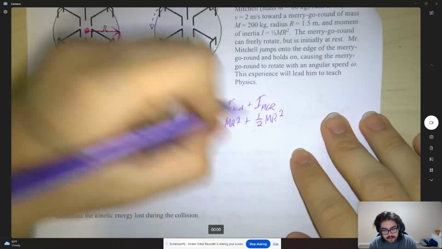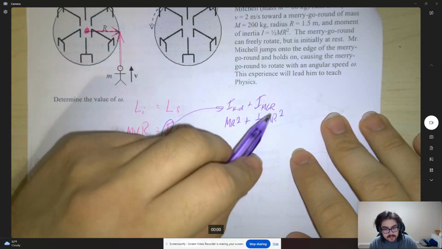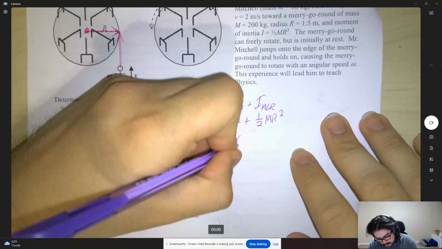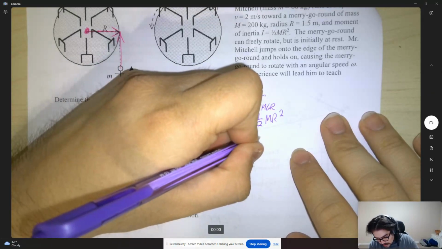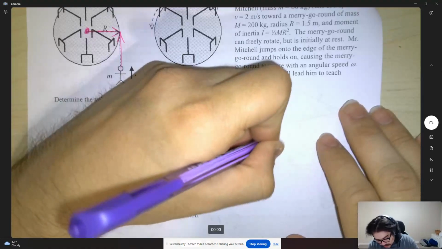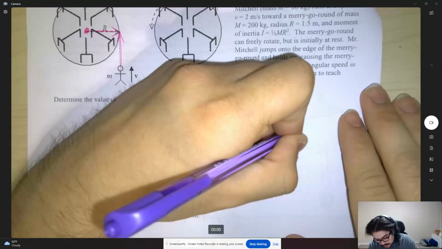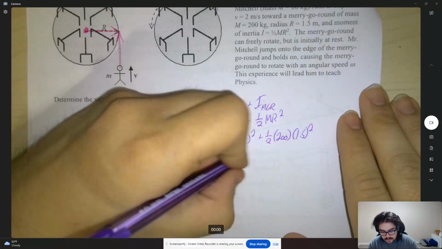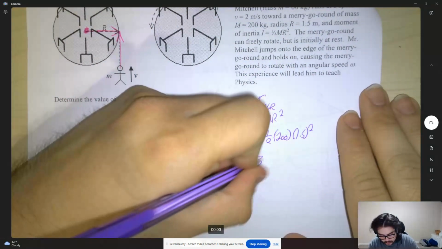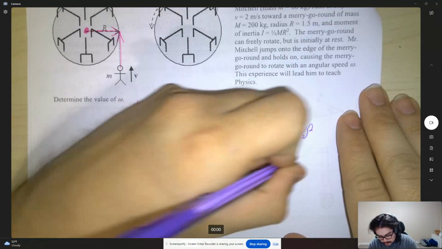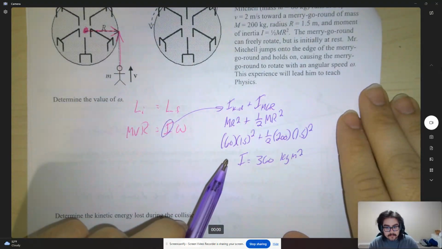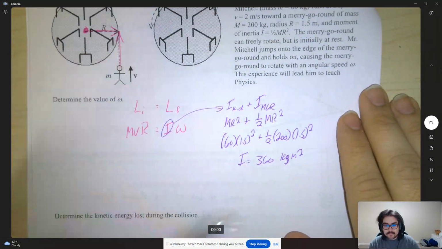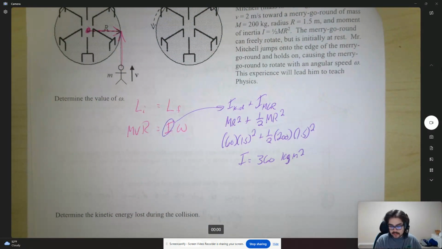I'm just going to calculate all that. This is the mass of the kid, the mass of the merry-go-round. This is going to be 60 times 1.5 squared, plus 1/2 times 200 times 1.5 squared. And then I is equal to 360 kilograms times meters squared.